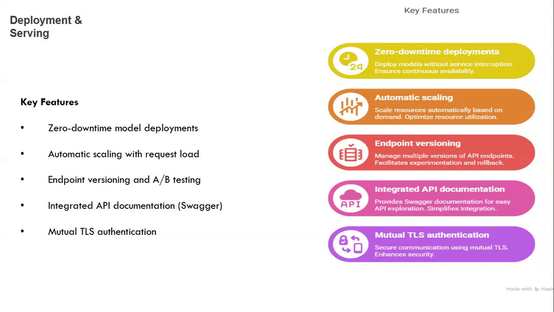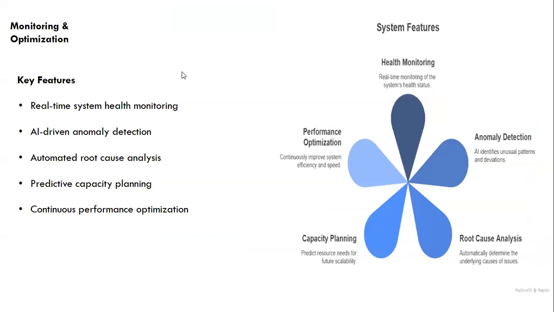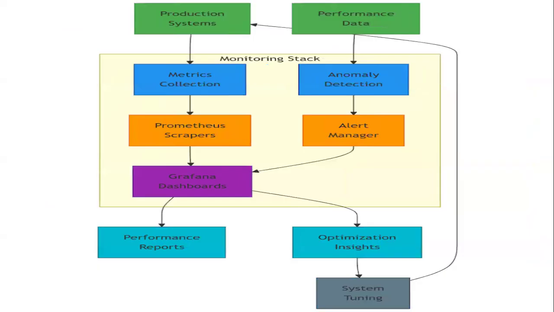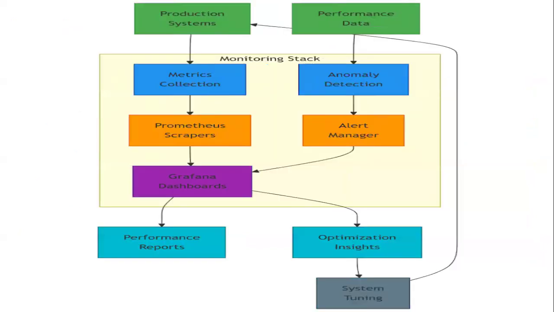So this is the deployment process. The main key features are zero downtime, automatic scaling, endpoint versioning, predictive capacity planning, and continuous performance optimization. And last is my workflow for the entire model deployment.